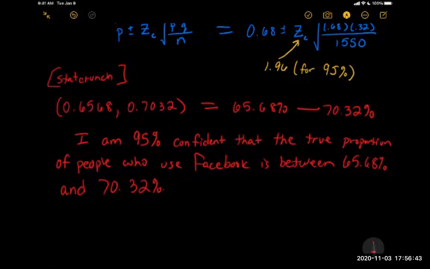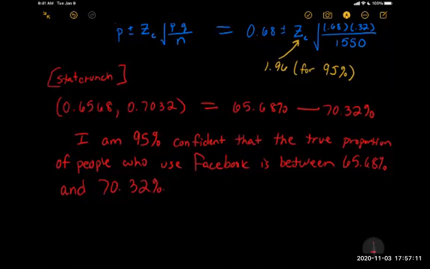If we're willing to reduce our confidence, like instead of only being 95% confident, what if I was 90% confident? If I'm willing to reduce my confidence level, then I can shorten my interval. So like instead of 65 to 70%, maybe it would be 66 to 69%. Maybe I can make a smaller interval if I'm willing to be less confident.